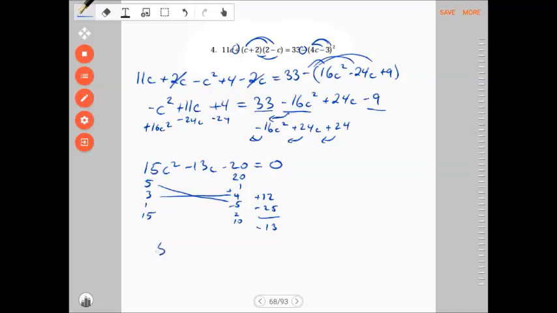So we've got a 5c and a 3c. The 5c multiplies to the minus 5, and the 3c multiplies to the plus 4. So there's that part. And then, of course, c equals negative 4 over 5, or positive 5 over 3. So that's that one.